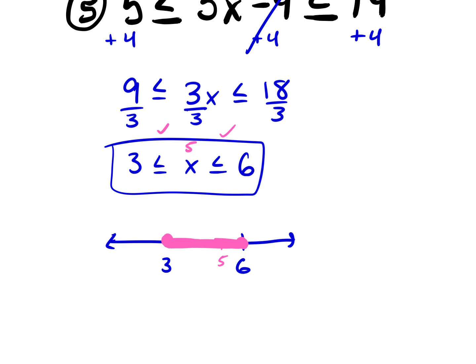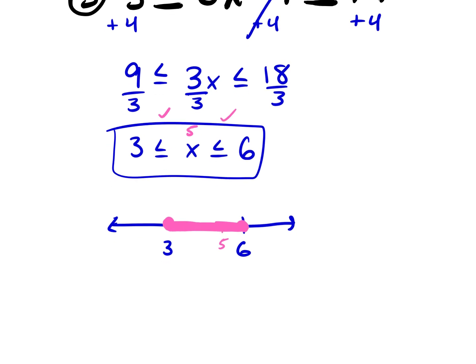And let's say we had tested 7. So 7's on the outside here. 3 is less than 7. Okay, that's true. But is 7 less than 6? No. So then 7 wouldn't work. So we don't shade in that direction. So it has to work in both of them.